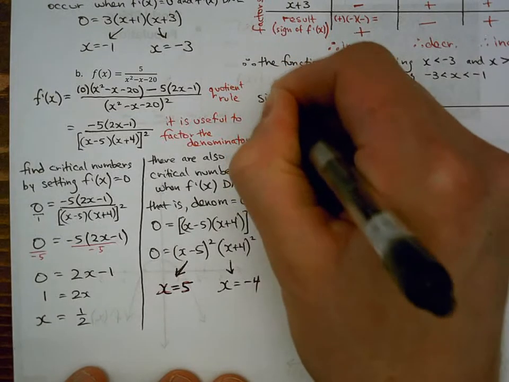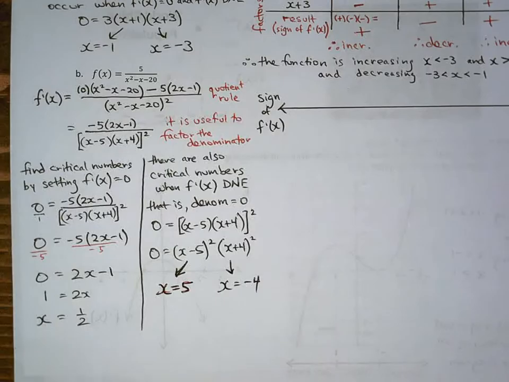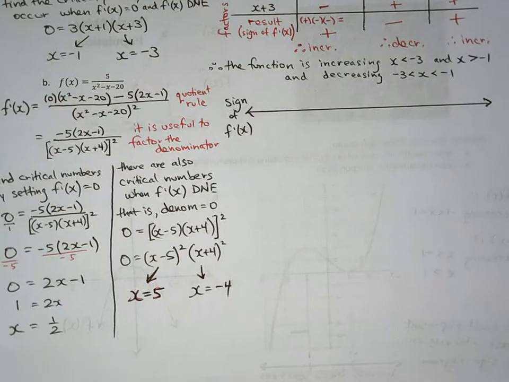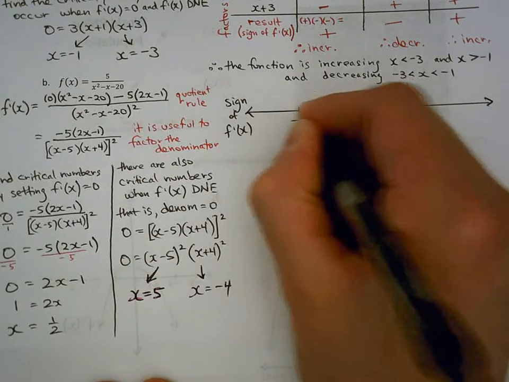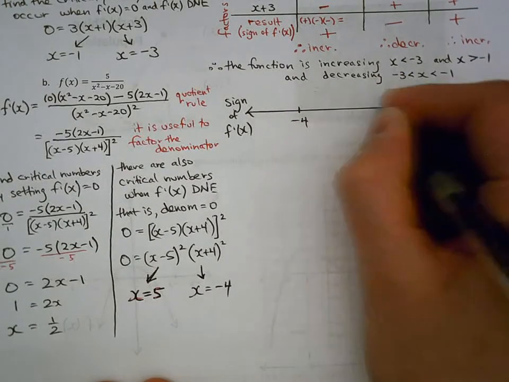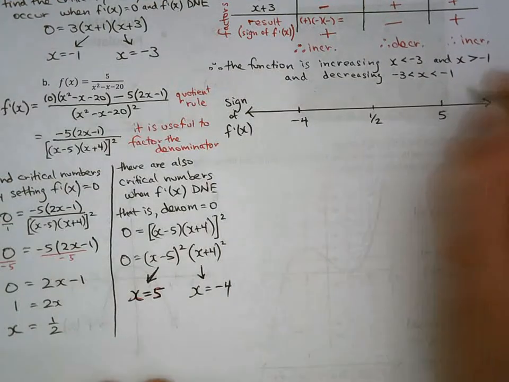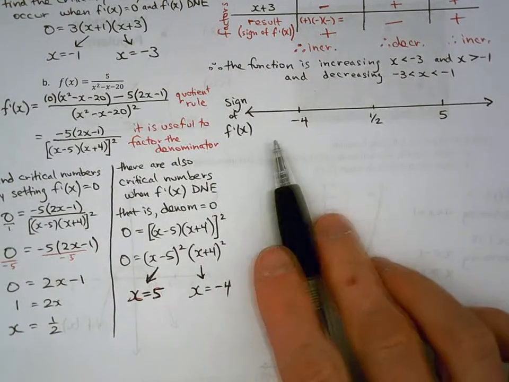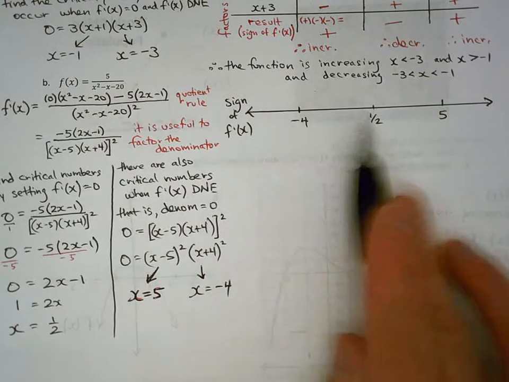Sign of f prime at x. I'm going to put all of these critical numbers on a number line: negative 4, half, and 5. It doesn't have to be to scale, but you should put them in order, from negative to positive. So these are my critical numbers. I want to figure out what happens in between them.